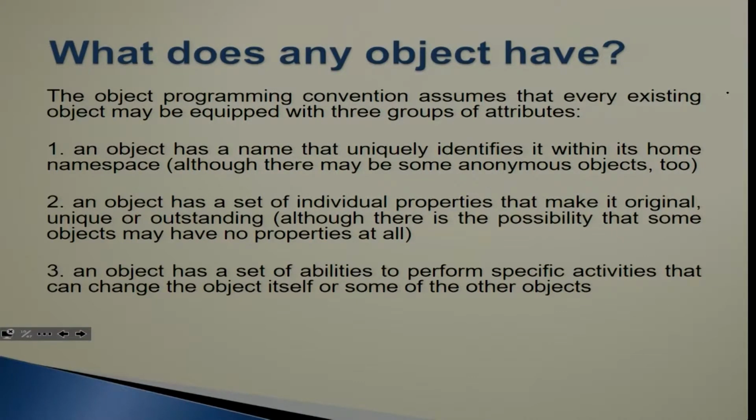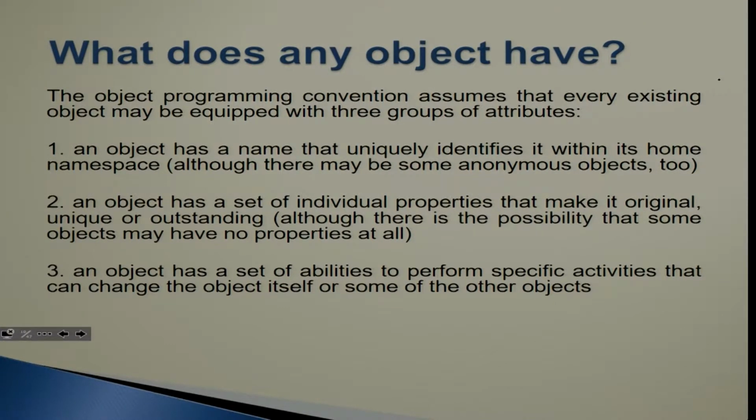And then here they say, what does the object have? The object programming convention assumes that every existing object may be equipped with 3 groups of attributes. Like I said to you, like we covered in the structure as well, right? Attributes, they say: an object has a name that uniquely identifies it within its home or namespace. The object has a set of individual properties that make it original, unique, or outstanding. An object has a set of abilities to perform a specific activity that can change the object itself or some of the other objects.